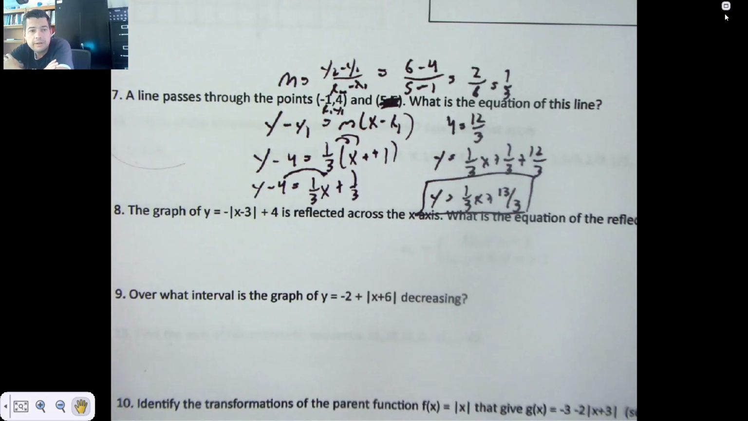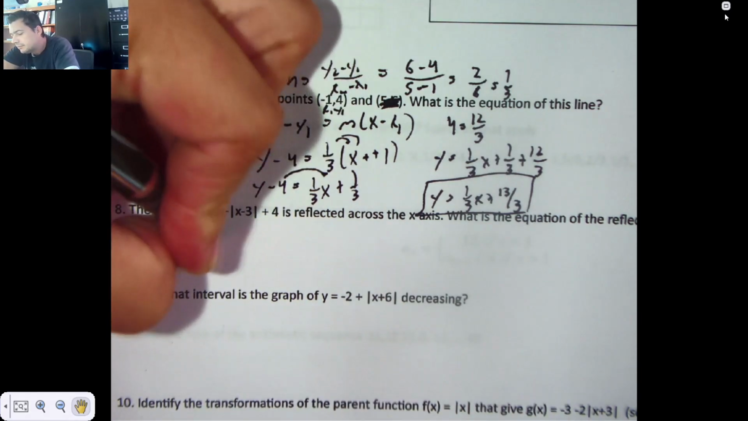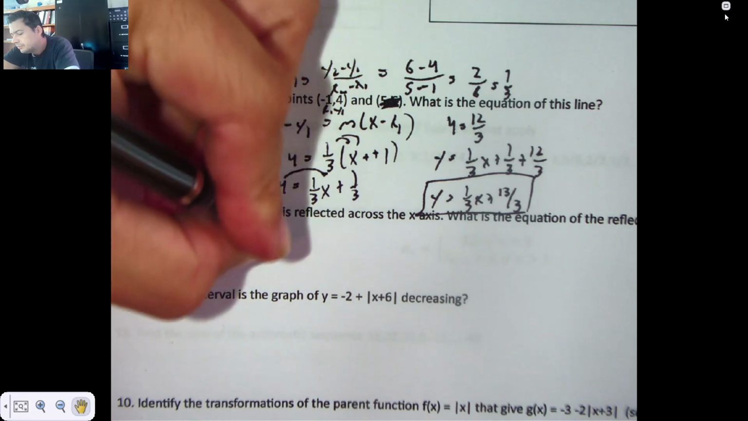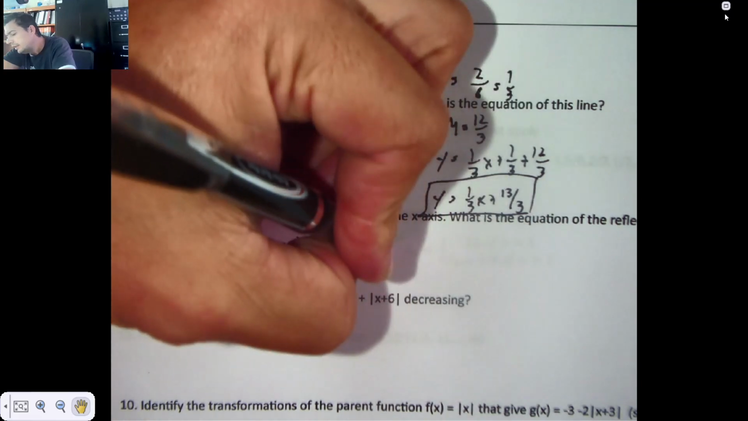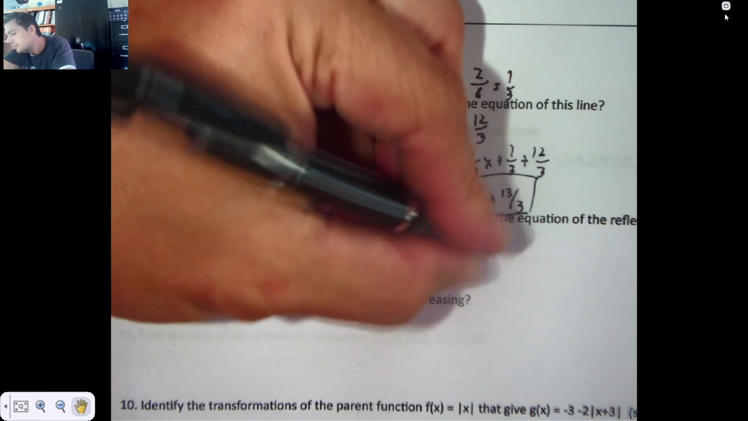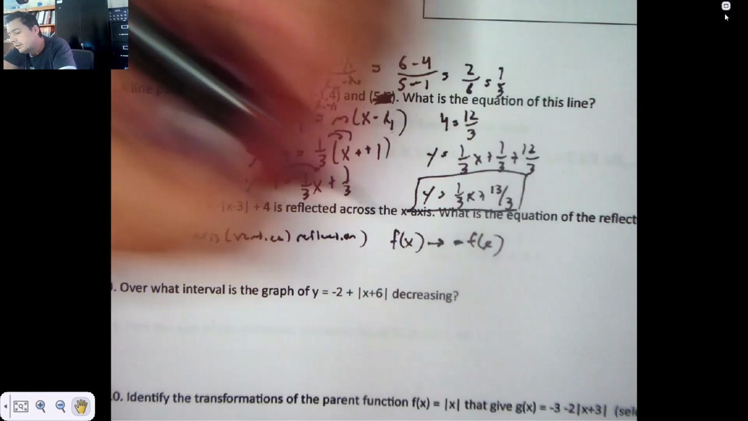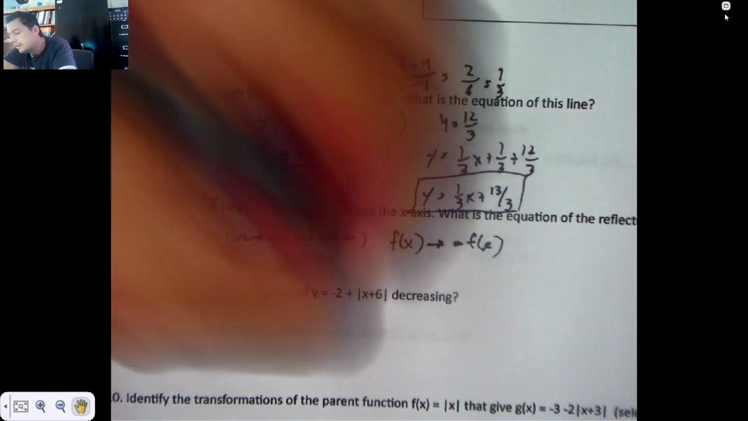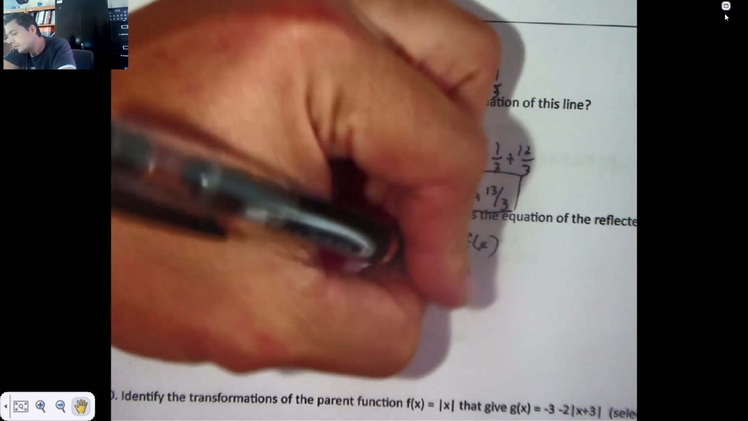All right, the graph of y equals negative absolute value of x minus 3 plus 4 is reflected across the x-axis. Now the rule on this for an x-axis or a vertical reflection, however it's presented, is f of x becomes negative f of x. And notice where that negative symbol is, it's in front of the entire function. So here I'm going to introduce a negative symbol in front of that guy. Negative absolute value x minus 3 plus 4.